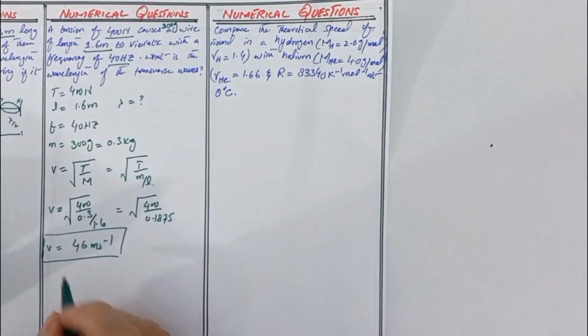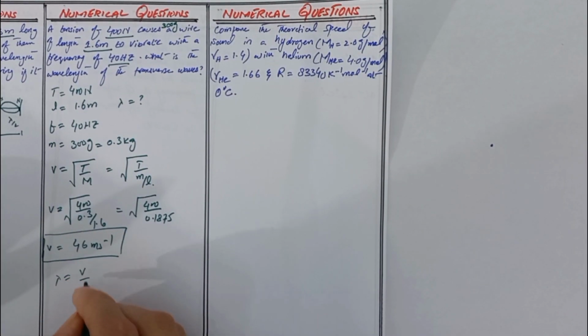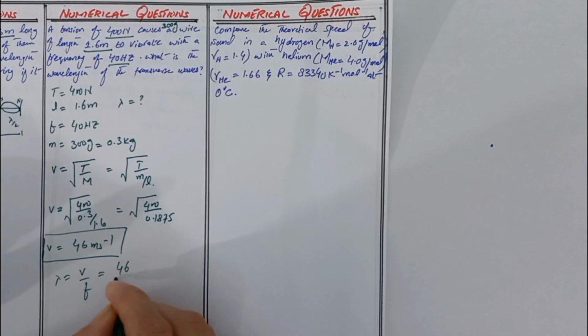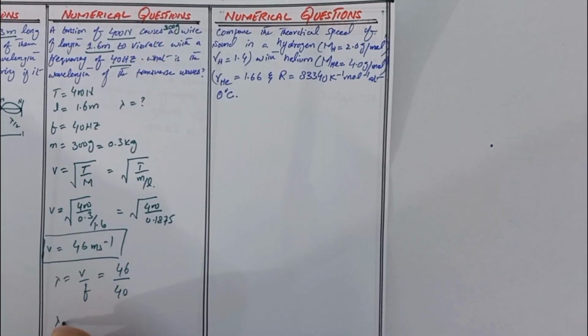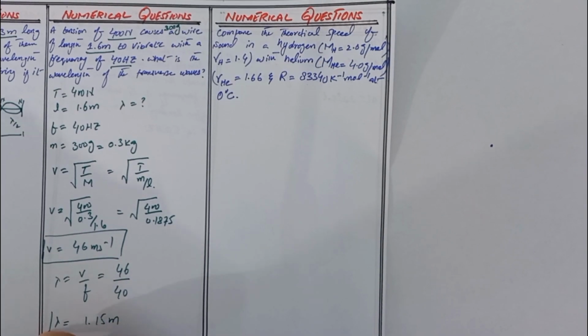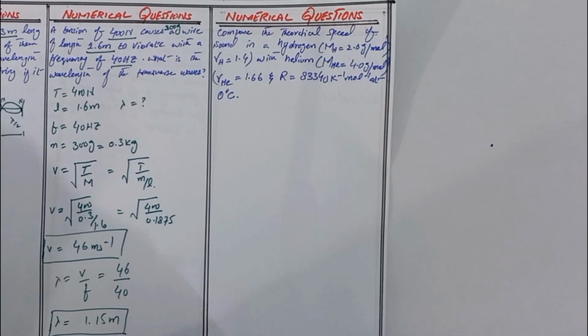Now we find the wavelength of the wave. We know the formula of the wavelength: lambda is equal to v over f. Velocity is 46, frequency is 40. So the wavelength is equal to 1.15 meter.